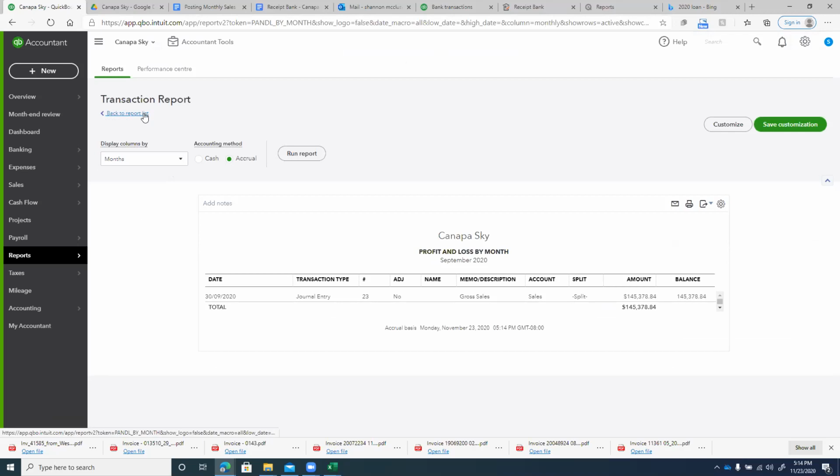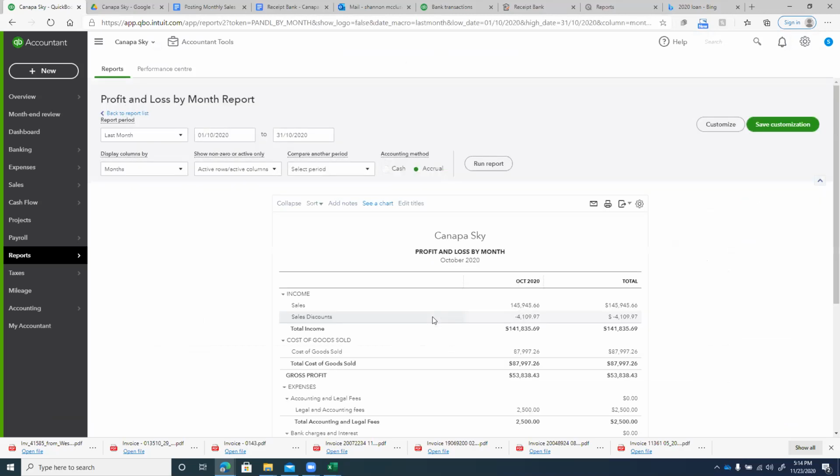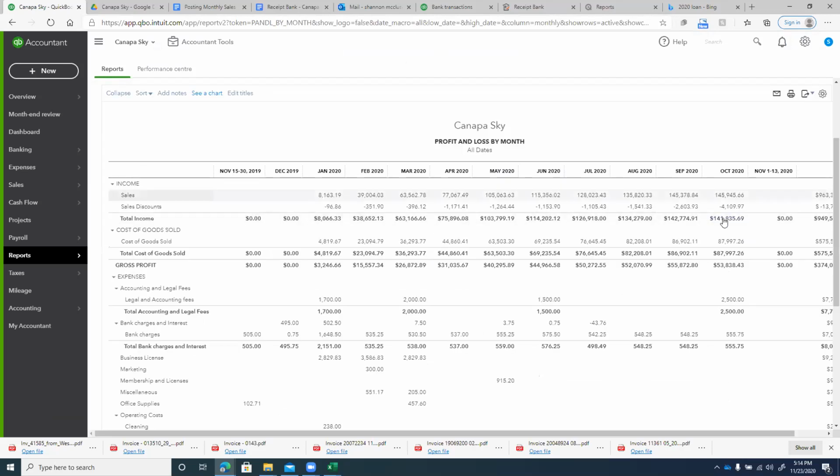And now, if we go back and look at this profit and loss by month report that we had originally run, we are going to see that here, profit and loss by month. This was the first report we ran. And we're going to go all dates by month. We're going to see the sales that we just posted, less the cost of the product that we sold. So there was a gross profit of $53,000 on the inventory, on the sales. So this has now been done up to October.